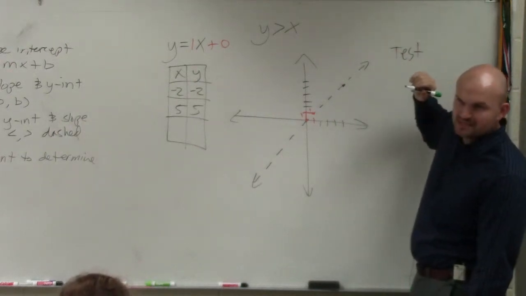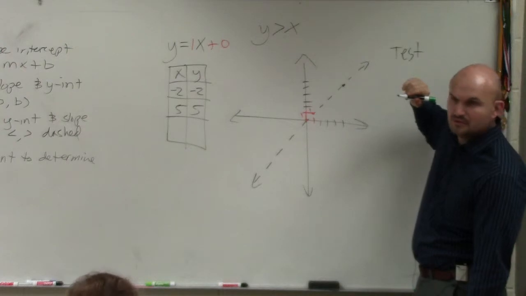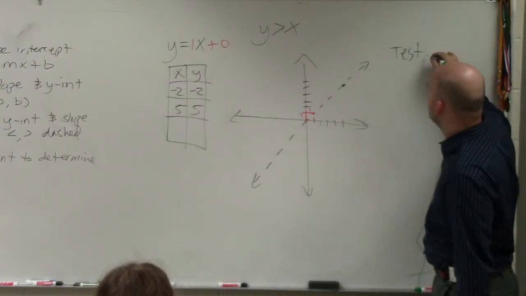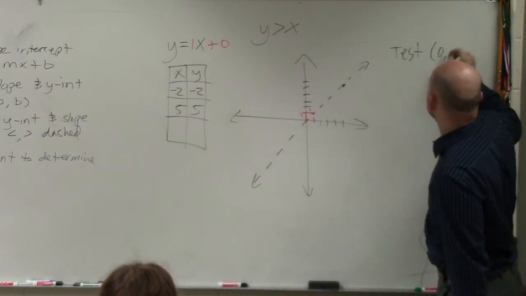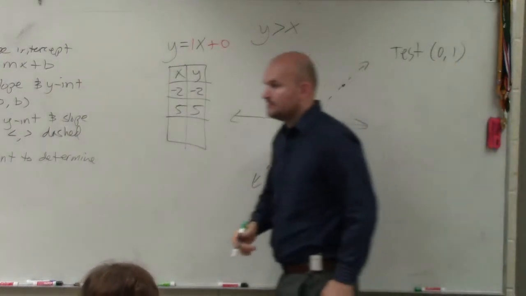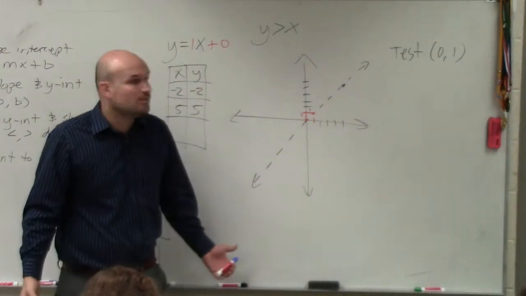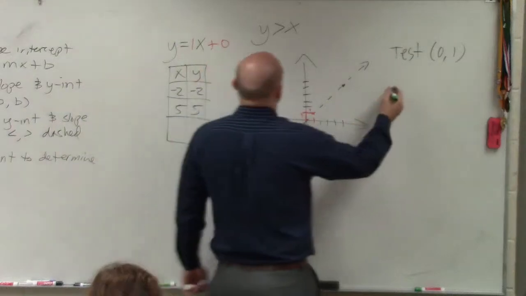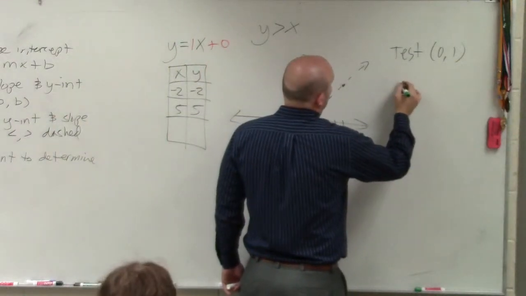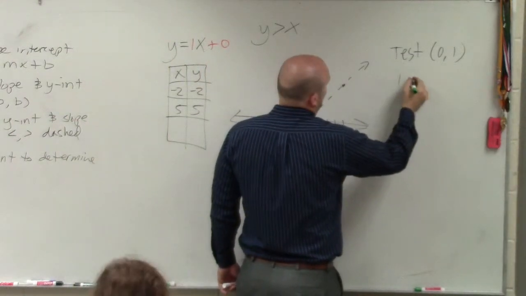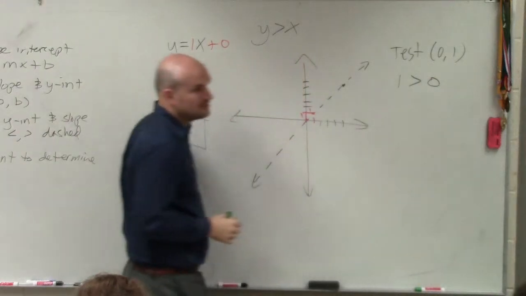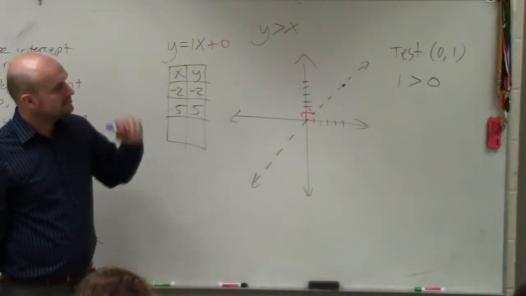Which was our point last time? Was it true or false? It was false. All right, so let's choose a point then that's going to be true. I just know, so I'm going to pick 0, 1. But you can pick whatever point you want to. So all we do is we plug in 1 for y and 0 for x. Now, is that true?